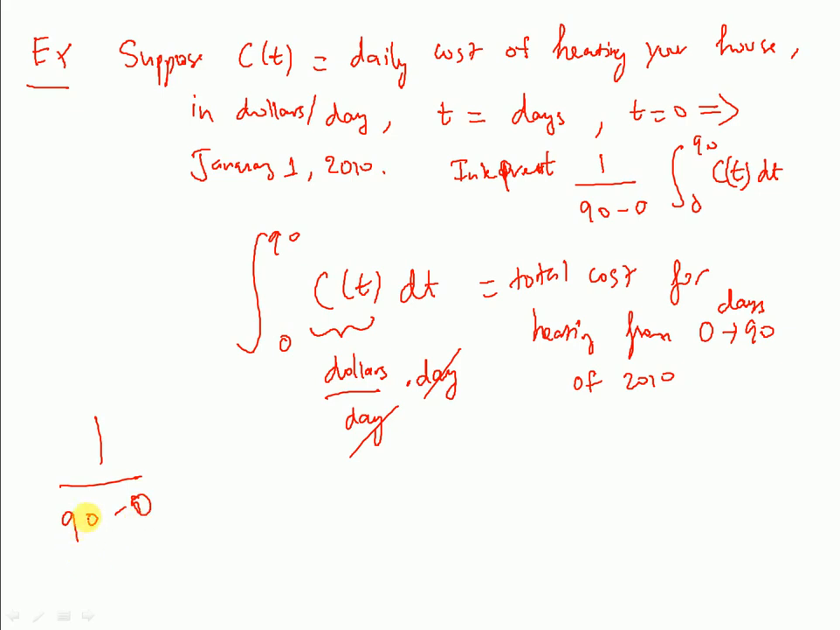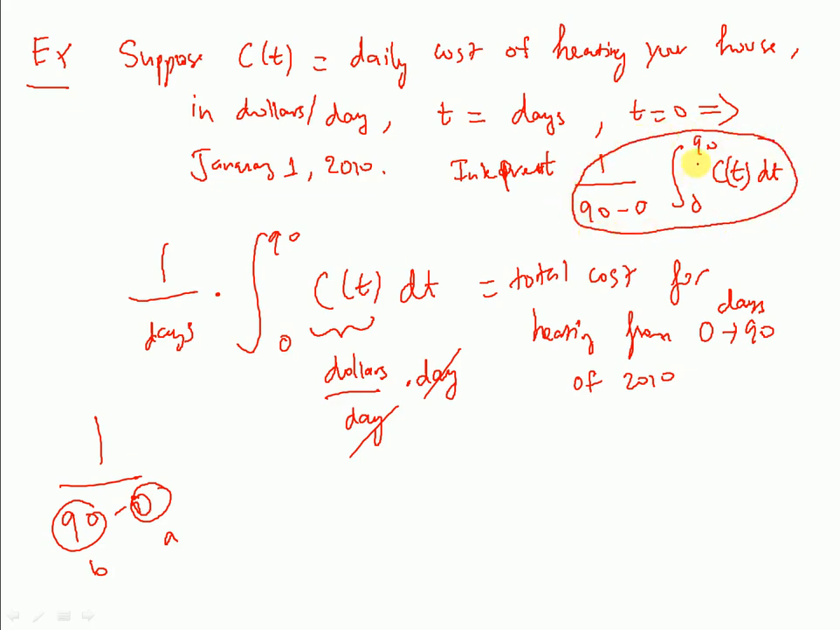So this is similar to this is a, this is b, right? So if you multiply by this thing in front of the integral, you should get the average cost, because the unit here is day, 90 days, 0 days. So you have dollars here, then you multiply by 1 over day, right? So dollar per day again, which is the average cost. So the whole thing here represents the average cost to heat your house during the first 90 days of 2010 in dollars per day.